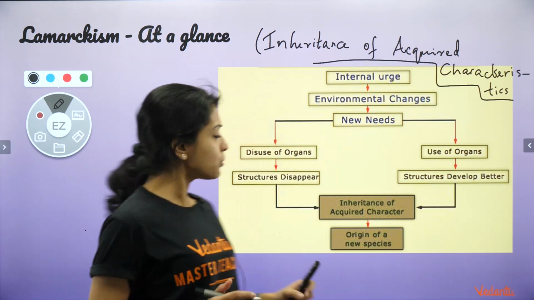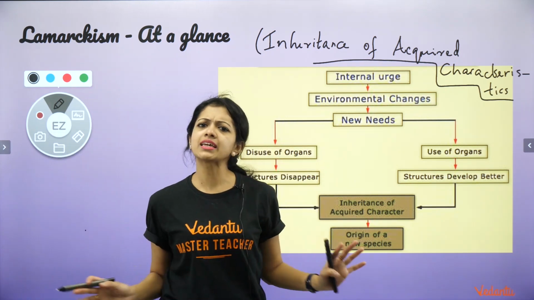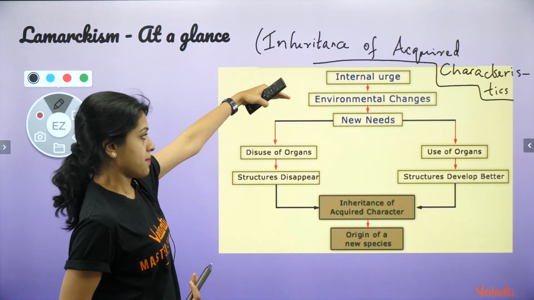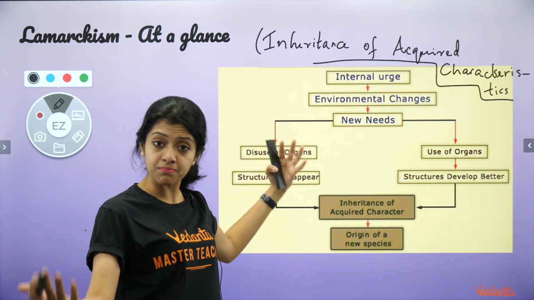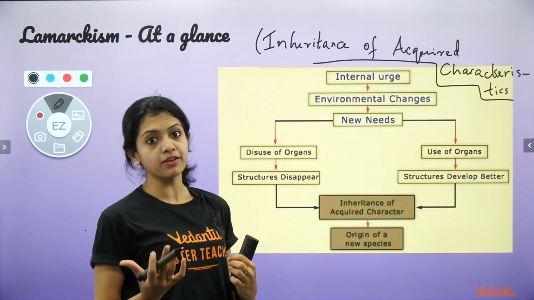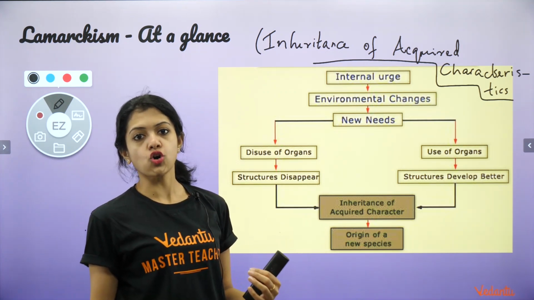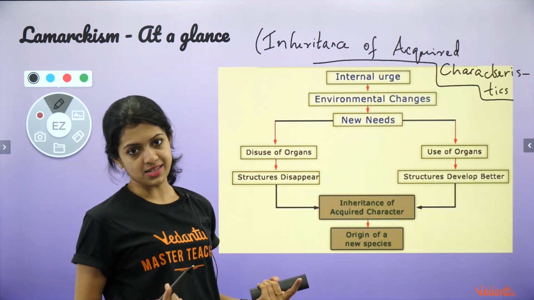Okay, so let's see. This flow chart is basically summarizing everything about Lamarckism. Internal urge, there is an internal urge. According to environmental changes, there are new needs which are arising. Keep in mind the story of the giraffe, that it was a very short-necked animal at first, but it became what it is today because of environmental changes and inheritance of acquired characteristics.